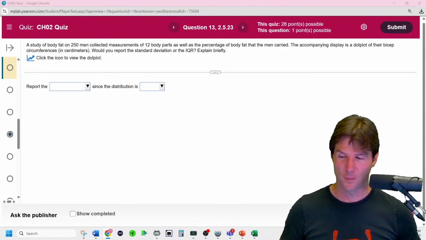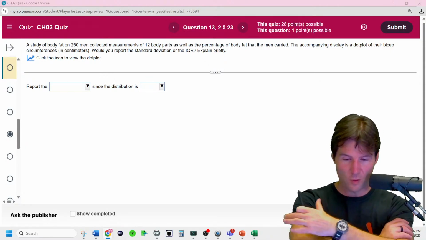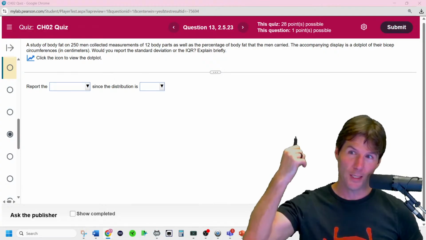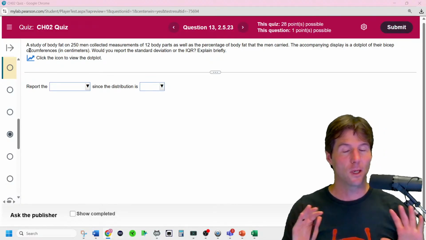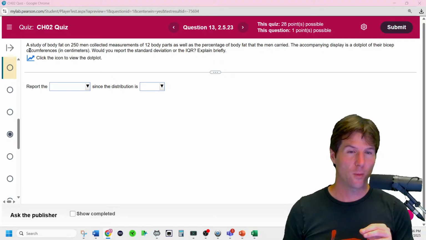Maybe there's another version. A study on body fat of 250 men collected 12 body measurements of 12 body parts, as well as the percent of fat the men carried. The accompanying dot plot shows bicep measurements in centimeters. Would you report the standard deviation or IQR? Now, before we click the button, we're going to look to see if this is what or what. We're talking about measures of spread.